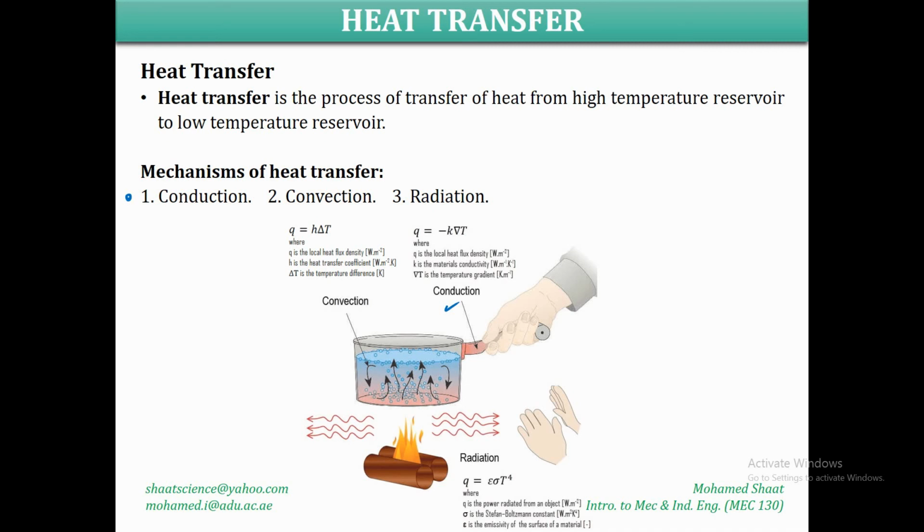Radiation, as we said, requires electromagnetic waves that are found in the environment, and this is what is used to support the transfer of heat from the high-temperature source, the fire, to your hand. So these are the three different mechanisms of heat transfer that we discussed, and this figure gives a summary of these mechanisms.